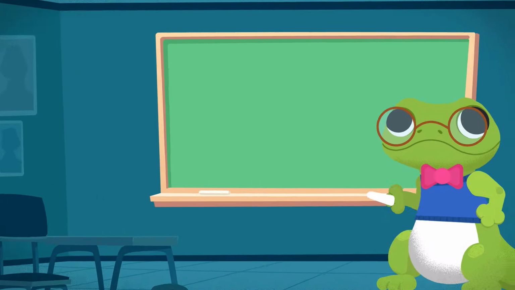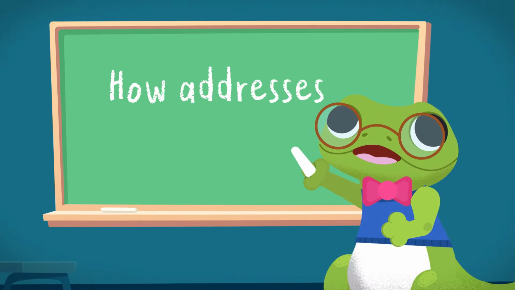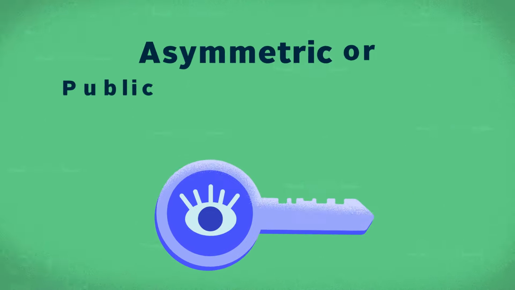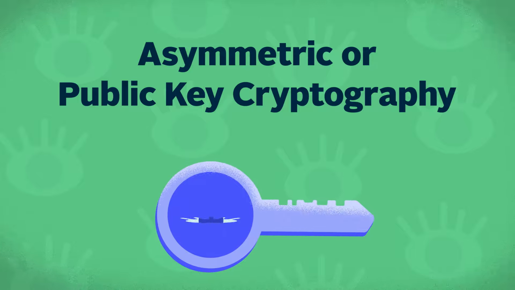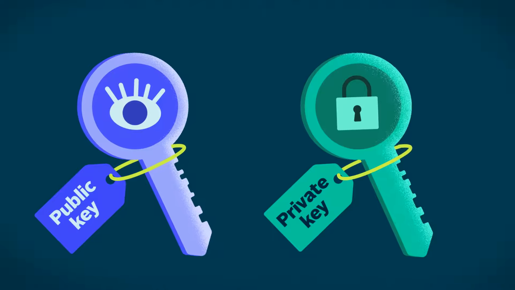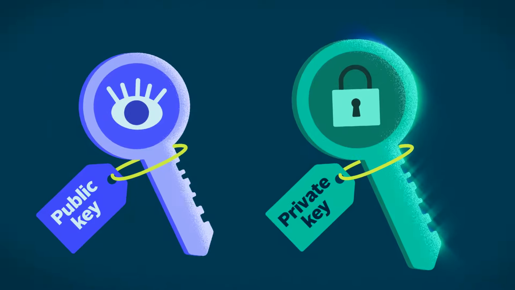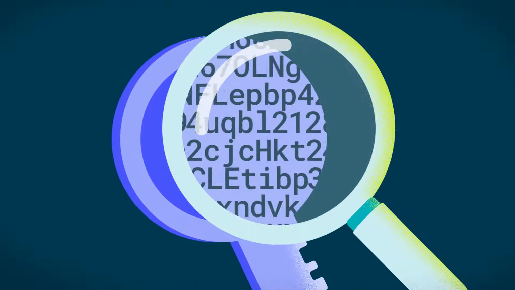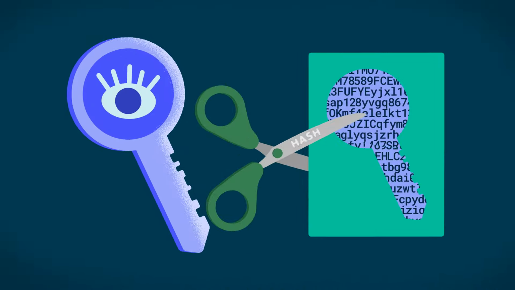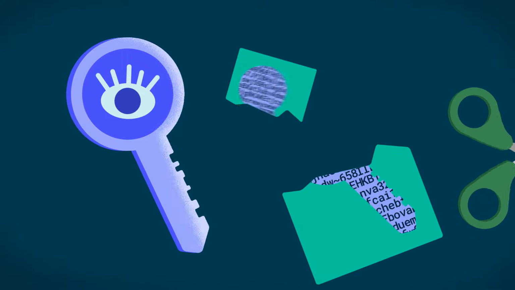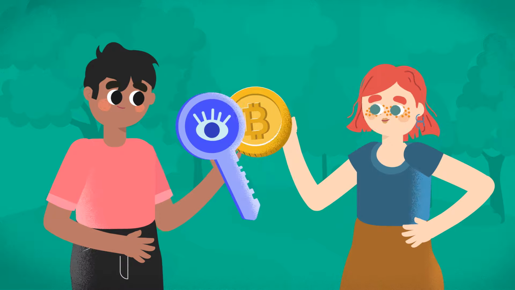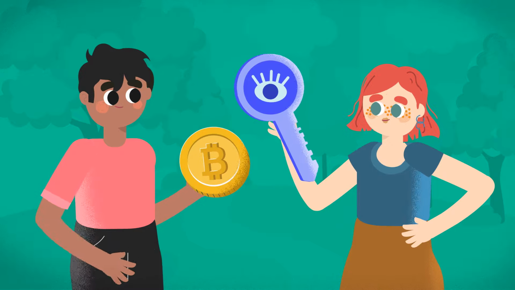To understand how addresses work, let's quickly recap on how they're generated. The process starts with what's known as asymmetric or public key cryptography. Simply put, this results in the creation of a key pair consisting of a public key and a private key, both represented by a long string of characters. The public key is then cryptographically shortened using a mathematical algorithm known as hashing, which then transforms it into the final blockchain address that can be openly shared to receive transactions.